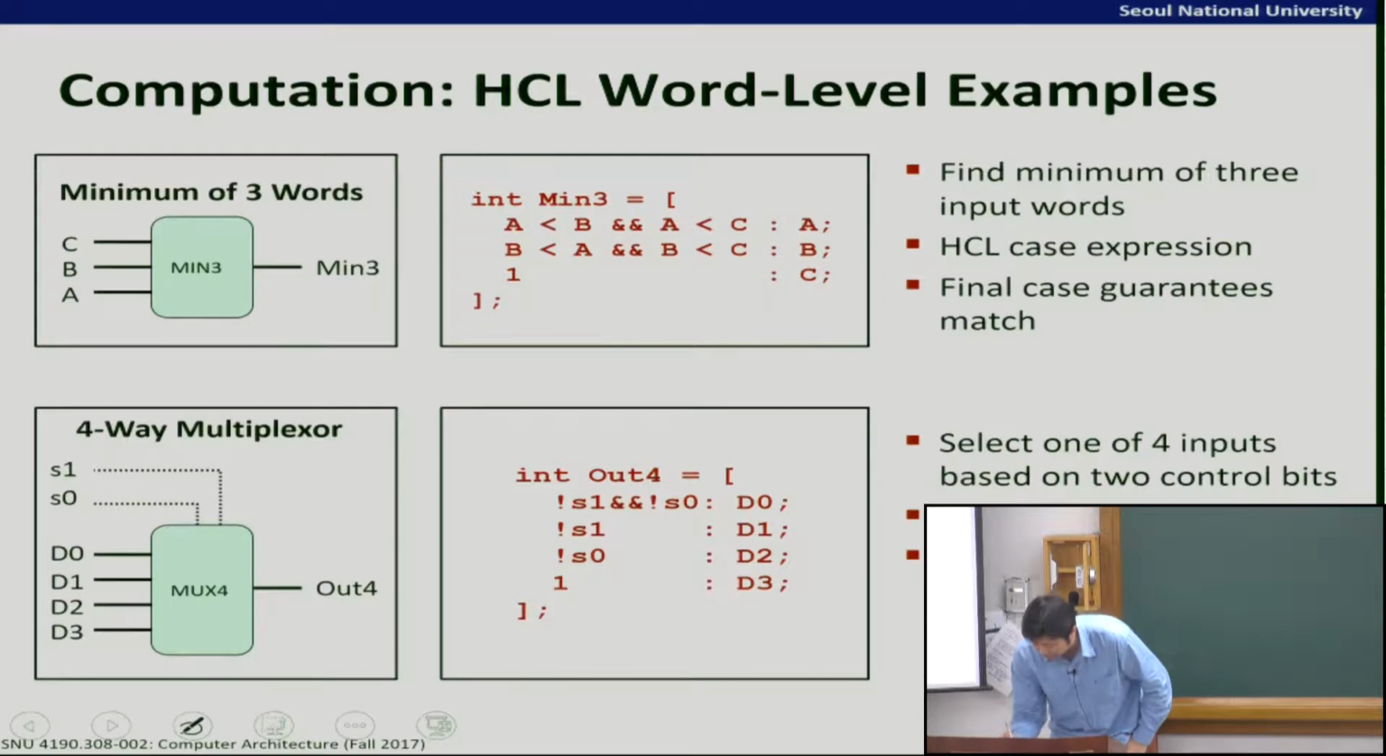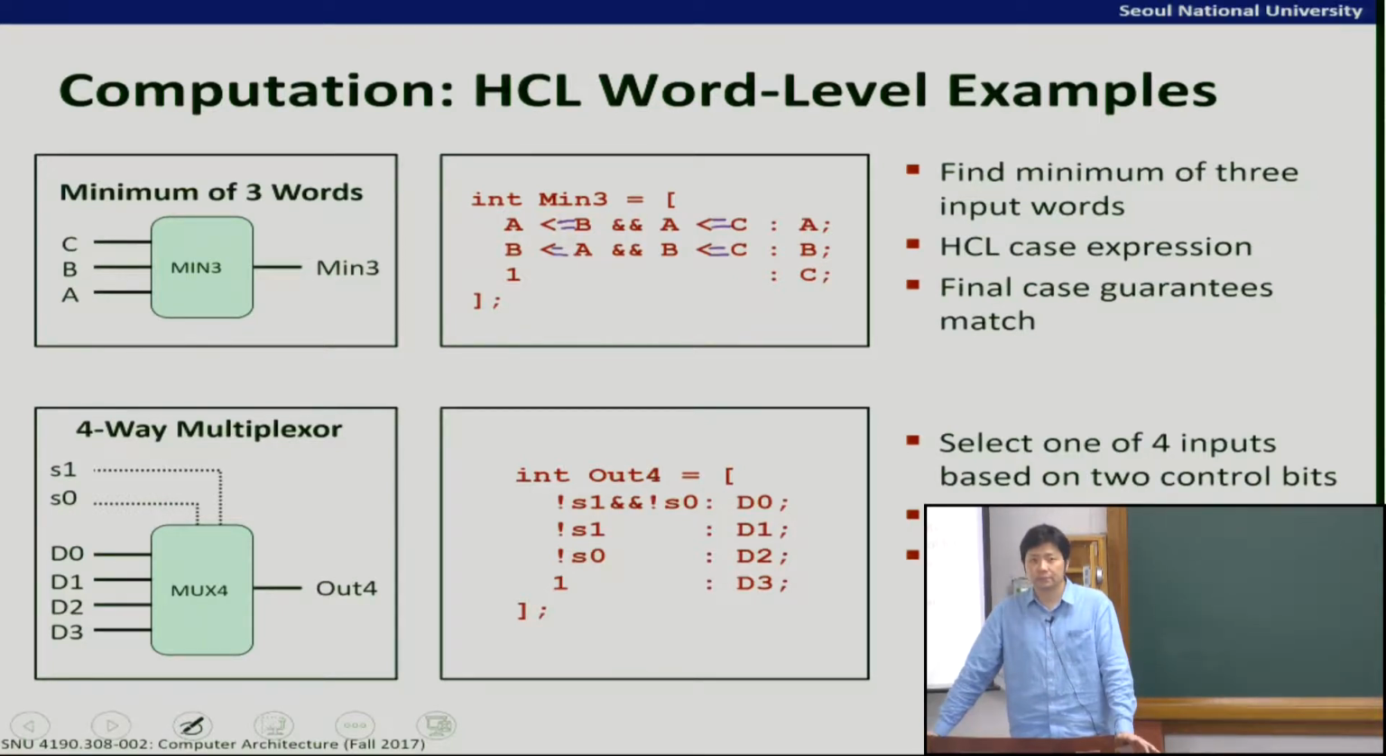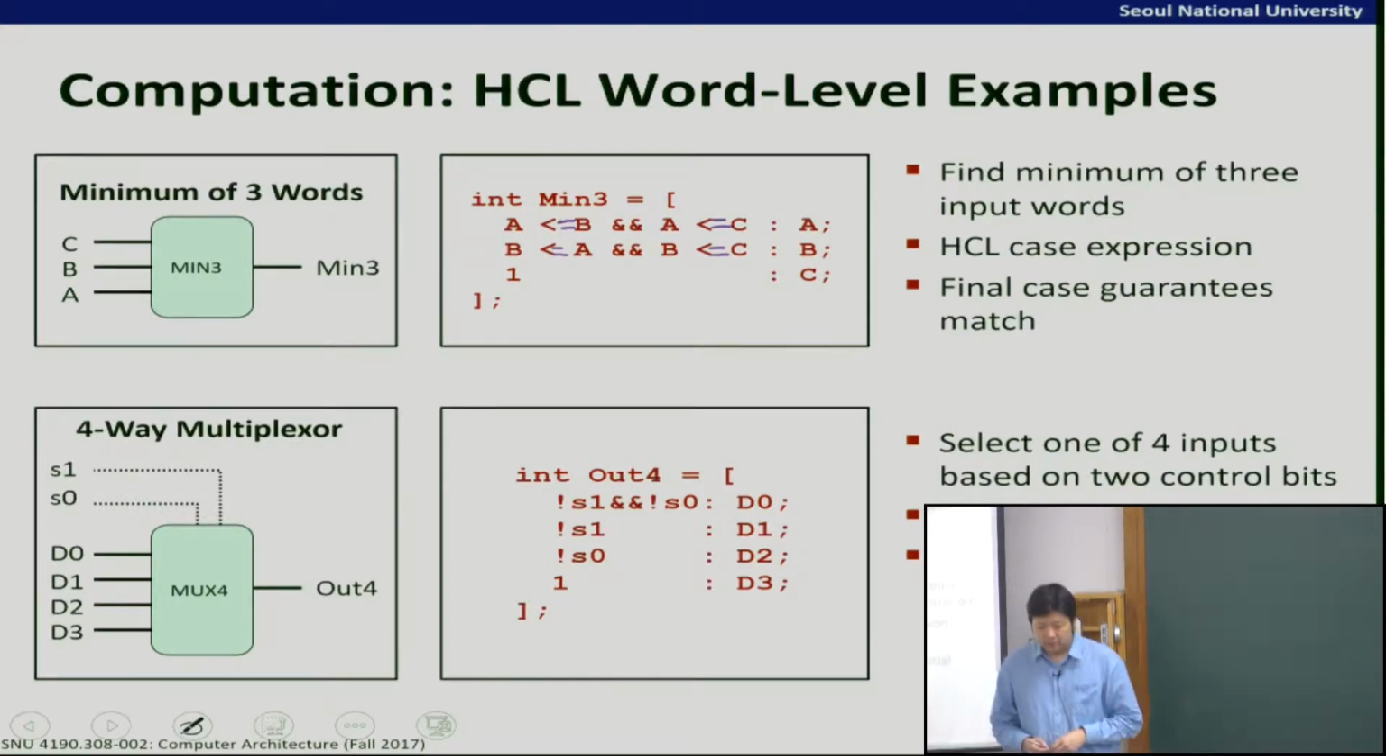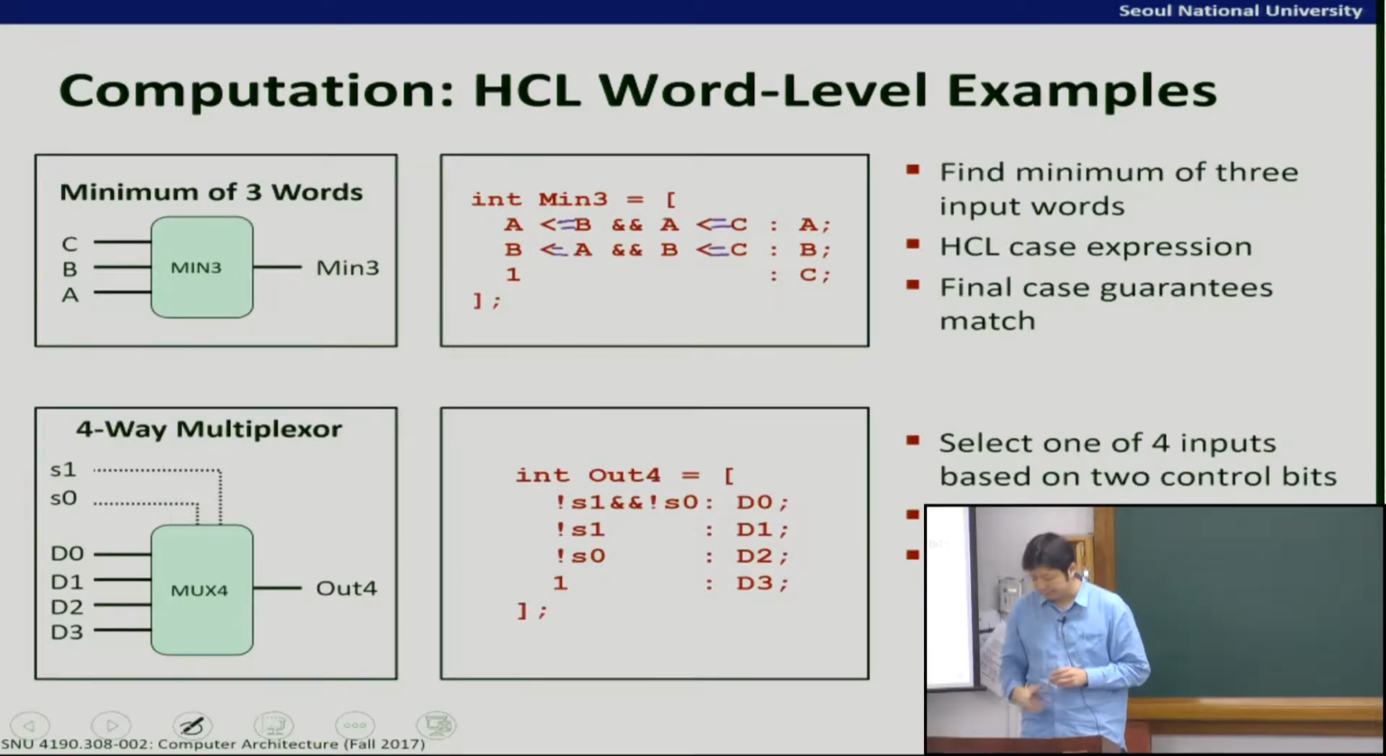A student correctly pointed out that this one should be less than or equal, so please fix that. On the right side, we show how we describe this logic block in HCL, with C-like syntax. That's basically how we use HCL. On the bottom, we have another example, a four-way multiplexer. It takes 4 inputs, and depending on the value of a 2-bit selection signal, one of the 4 will be taken. That will be the MUX.